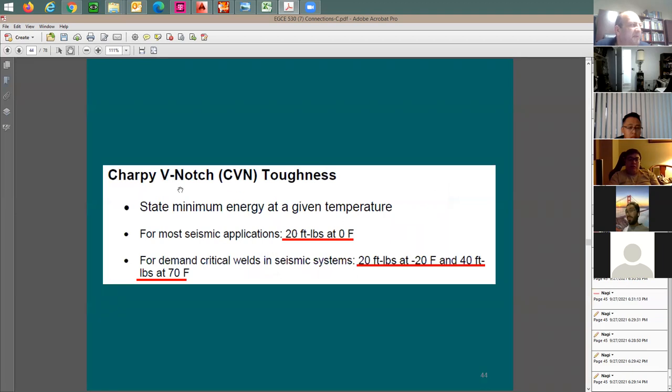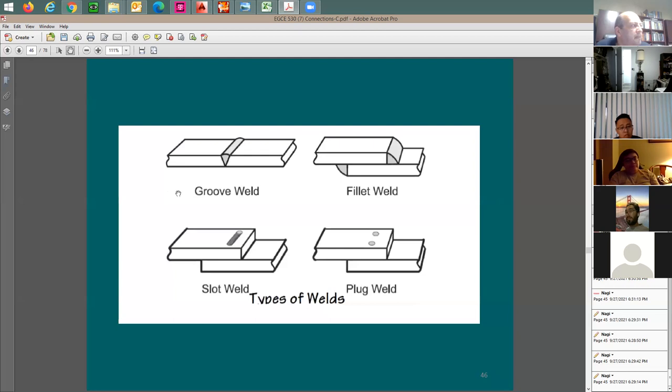And this explains what happened in this V notch, why it is needed. Here is a groove weld, the fillet weld, right? We call this plug weld. You're going to be drilling two holes in the top of the plate and fill it with weld between the two plates. You can do slot weld. You do like a notch or a slot, and then you start weld from the top. You weld the two plates to each other.